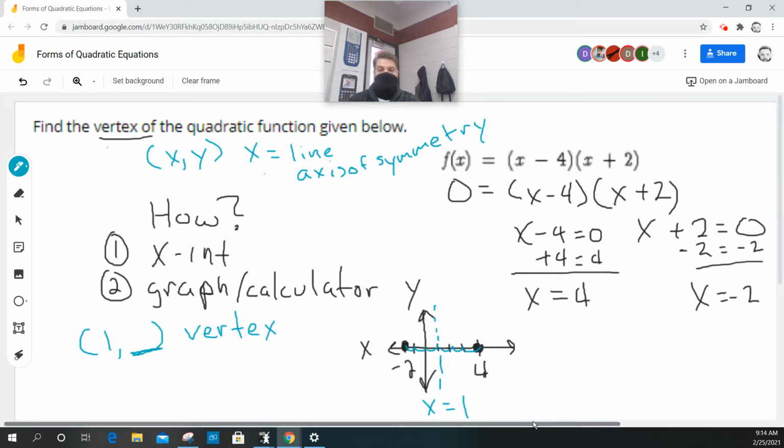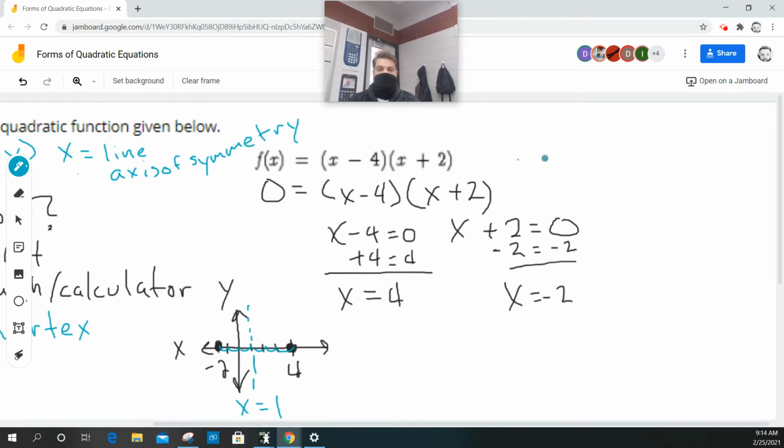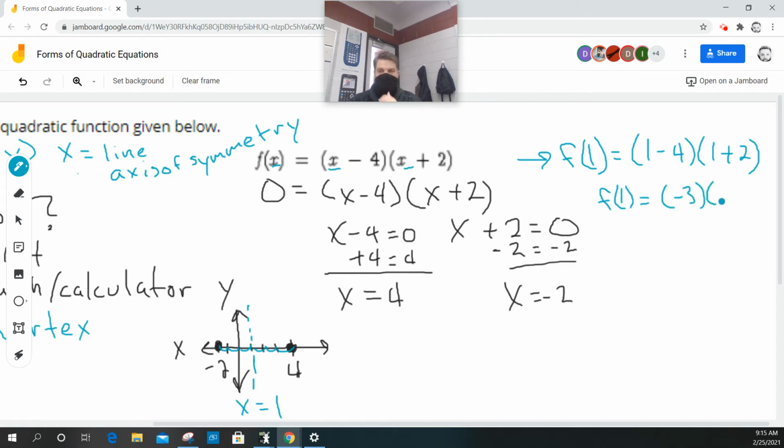How do I do that? Well, what I'm going to do is I'm going to go over here and I'm going to evaluate this and say f of 1. In other words, wherever there's an x in this equation, I'm going to plug in 1. So then this becomes 1 minus 4 times the quantity 1 plus 2. I'm going to pause there and give you guys a chance to write that down and process that. So now I got to do the math on that. So f of 1 is equal to, what's 1 minus 4? Negative 3, good. And then what's 1 plus 2? Positive 3.